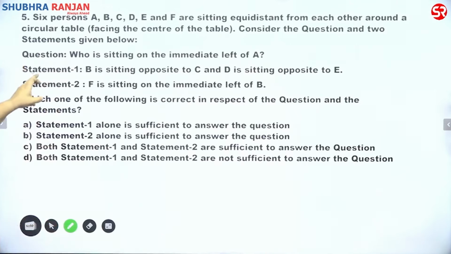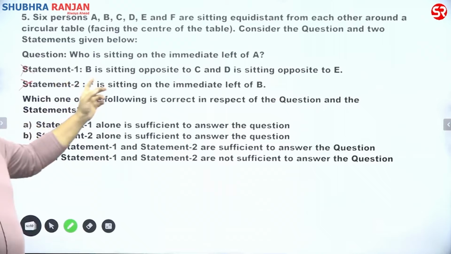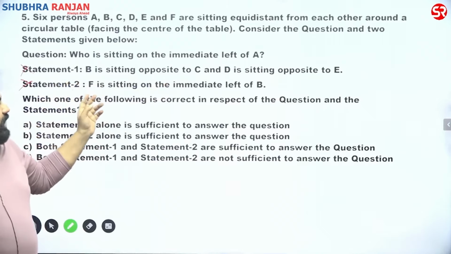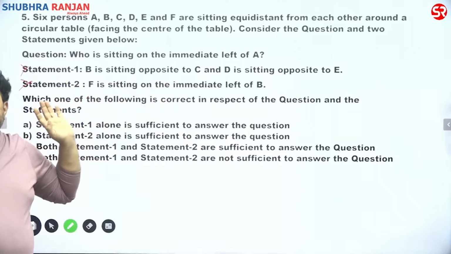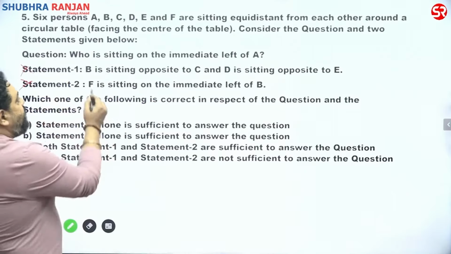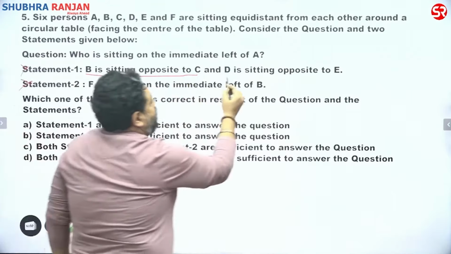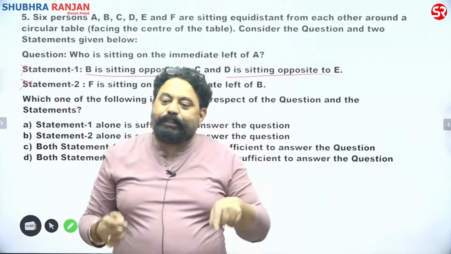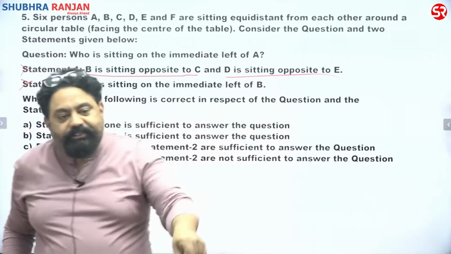Individually, first is not giving you the answer, right? Individually, F is sitting immediately next to B. This won't make anything for A. Now the problem comes when you combine them together, right? In that case, B sits opposite to C and D sits opposite to E. Okay, make this, right? And F is sitting immediately left to B, so that will also work. But the problem is these B and C, and D and E. You made them in one half, but they can also shuffle this way. In that case the answer would change. Okay, so the answer is again 4.